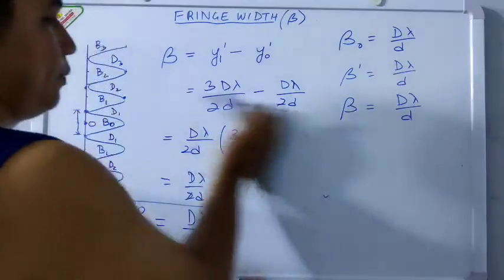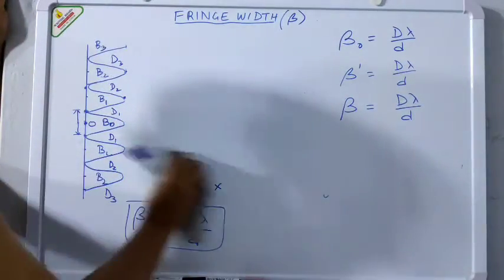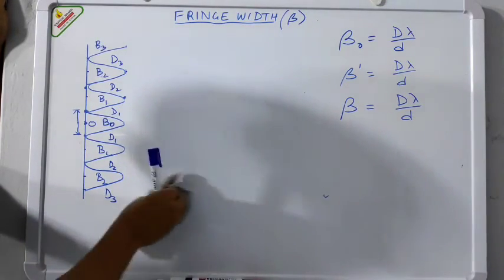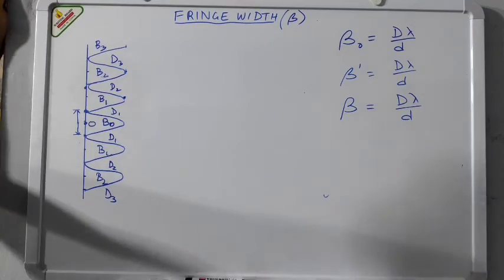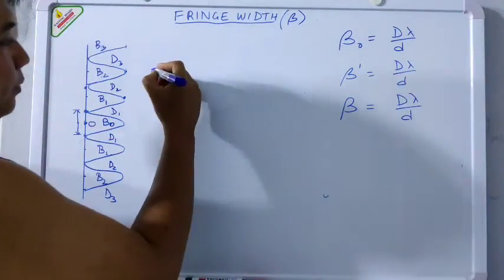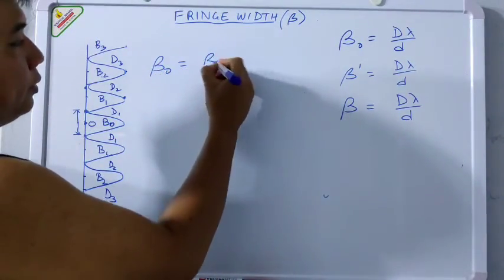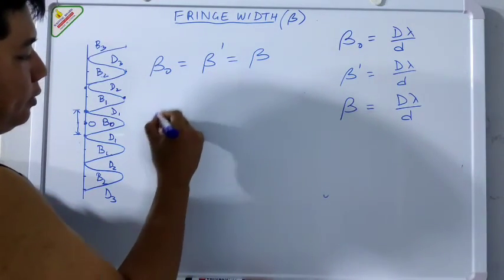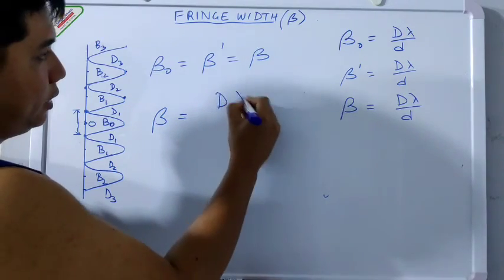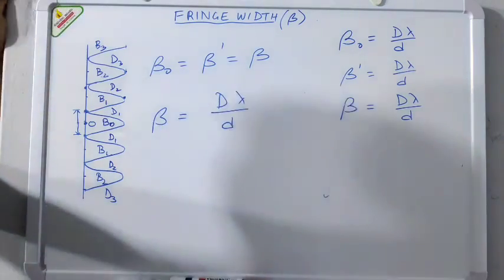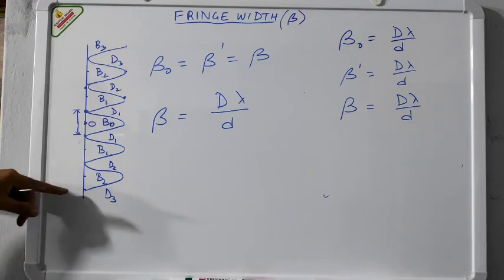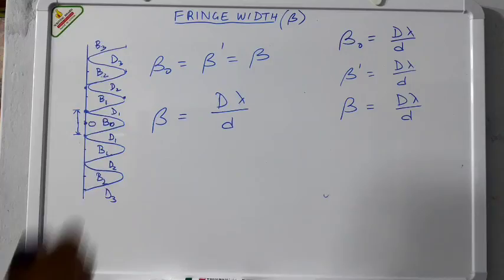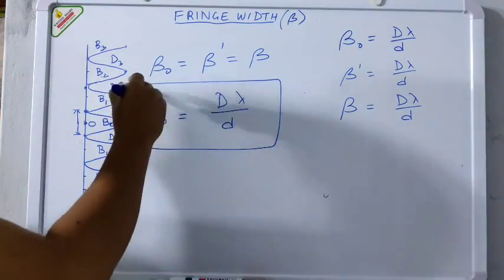From these three expressions, we can see that the widths of the central bright fringe, the dark fringes and the bright fringes are equal. Beta naught equals beta dash equals beta. So we can write beta equals D lambda by d. We can say that all the fringes are of the same width. This is the final expression for the fringe width.